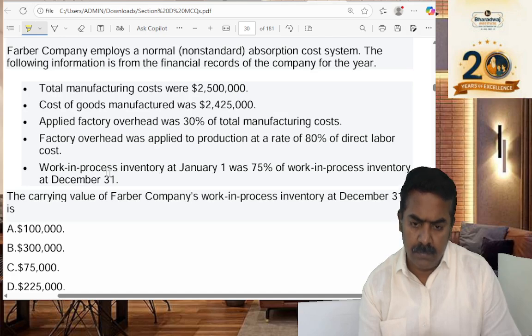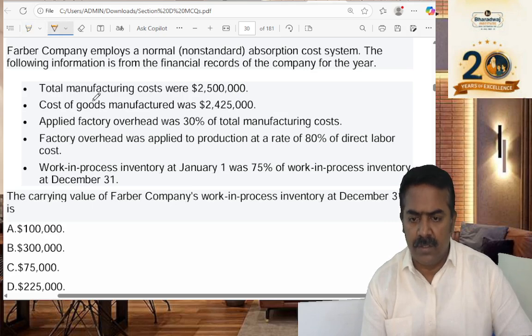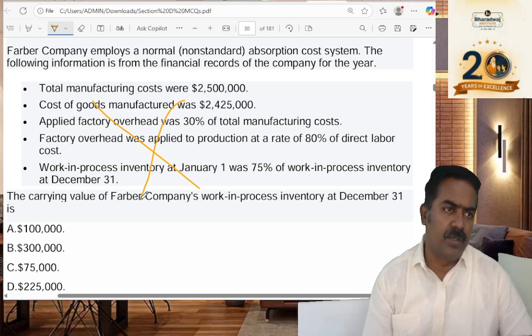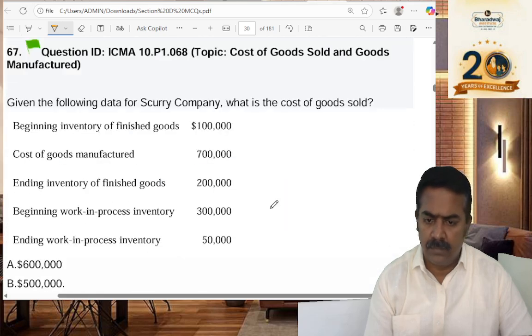Sorry. Also, this is not covered in your syllabus. This is removed. Equivalent production is removed.